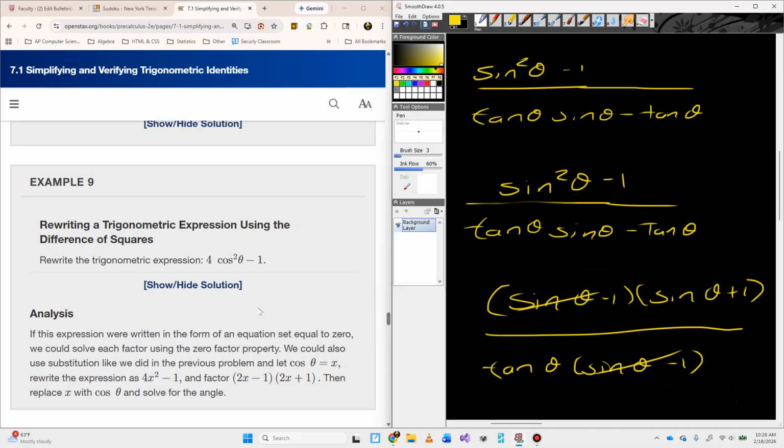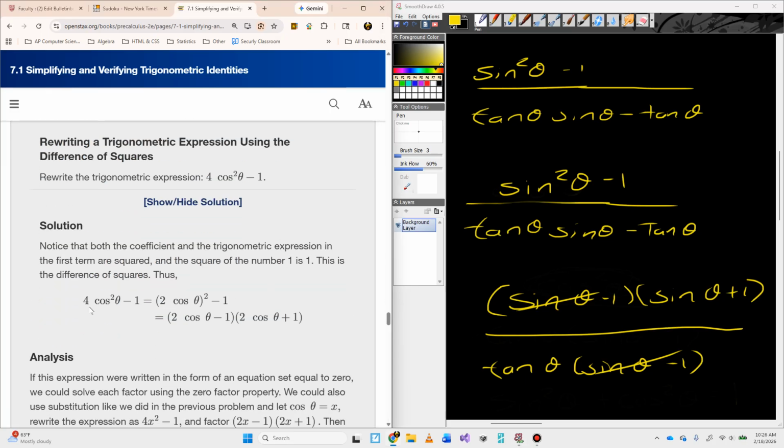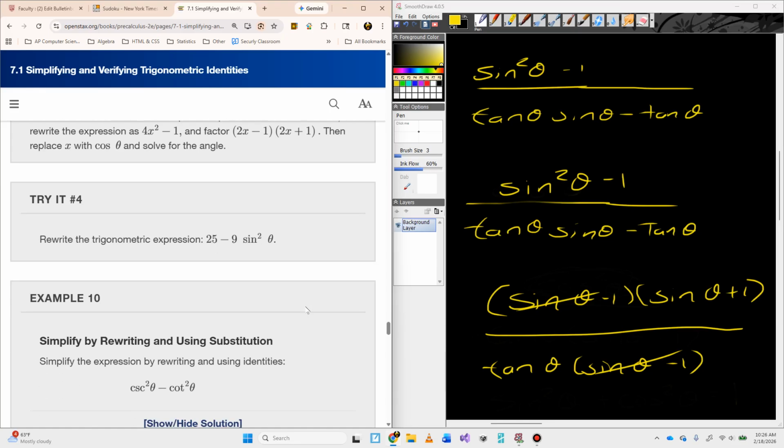If we have 4 times cosine squared theta minus 1, well, we can, in fact, rewrite this as a difference of squares. That can be written as cosine theta plus 1 times cosine theta minus 1, and that can be multiplied by 4 on the outset. Or I could also use the 4 inside, as you can see, 2 times 2 cosine theta is going to give me 4 cosine theta. I can make that part of my difference of squares. That'll work just fine.